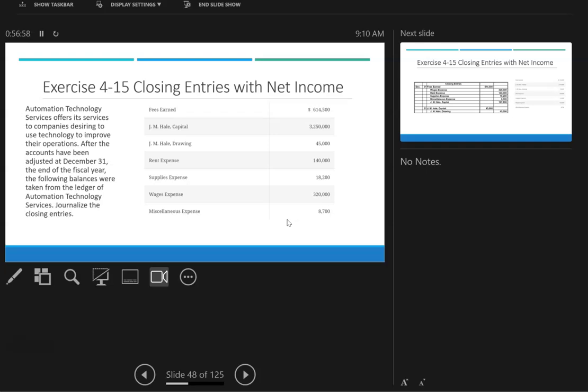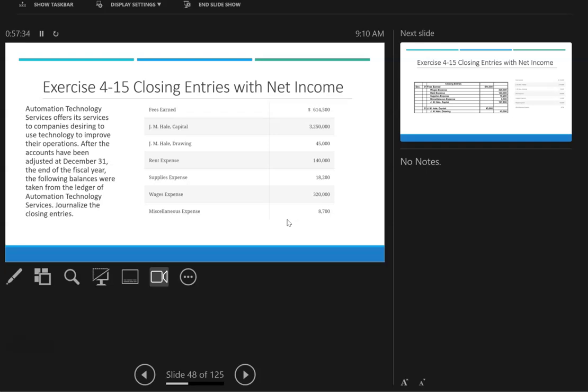Automation Technology Services offers its services to companies desiring to use technology to improve their operations. After the accounts have been adjusted at December 31st, the end of the fiscal year, the following balances were taken from the ledger of Automation Technology Services. Journalize the closing entries. So what will we do to zero out those temporary or nominal accounts?